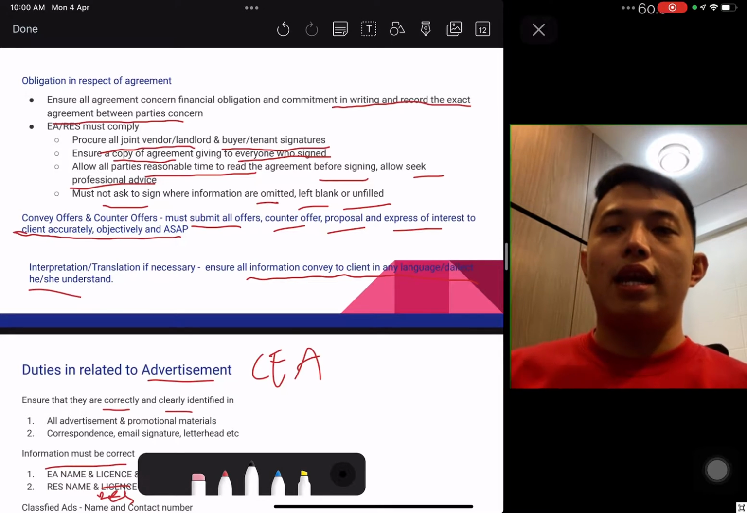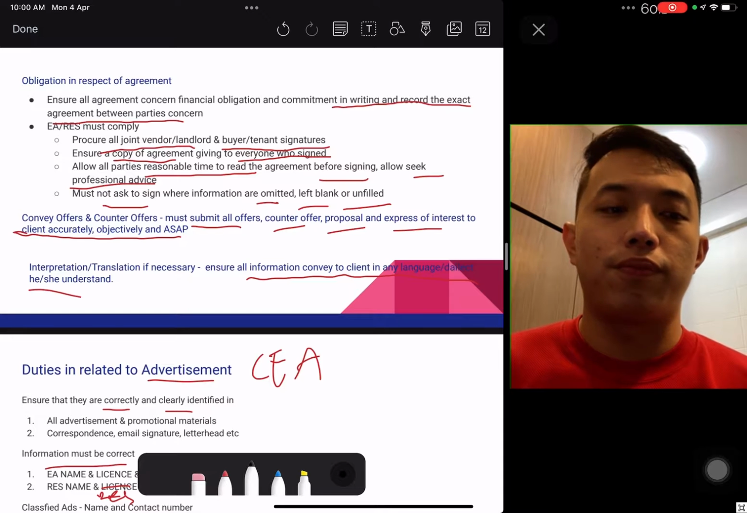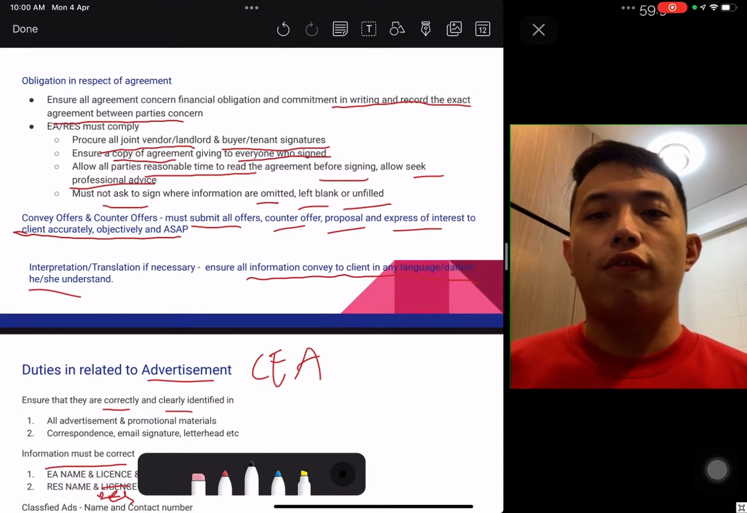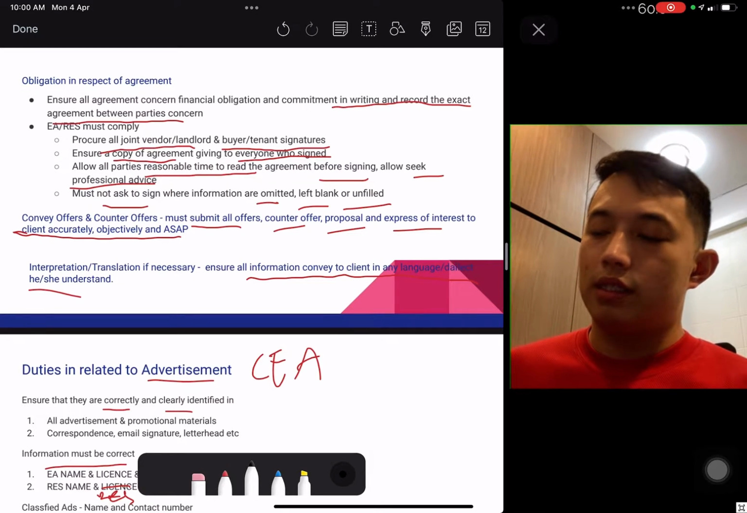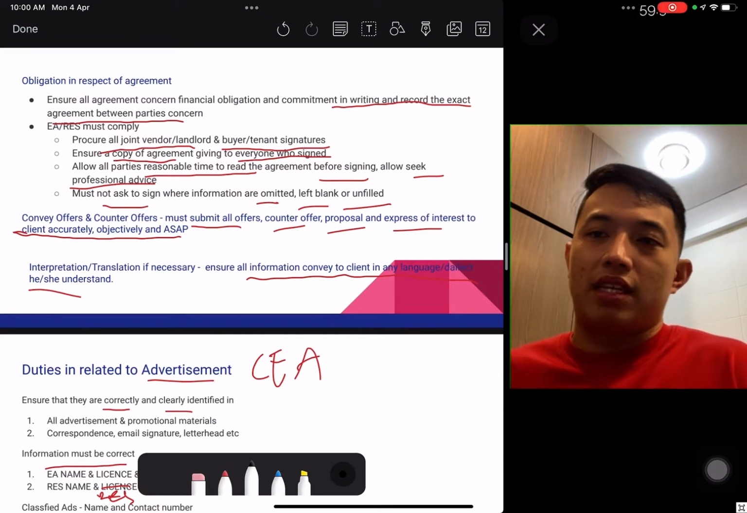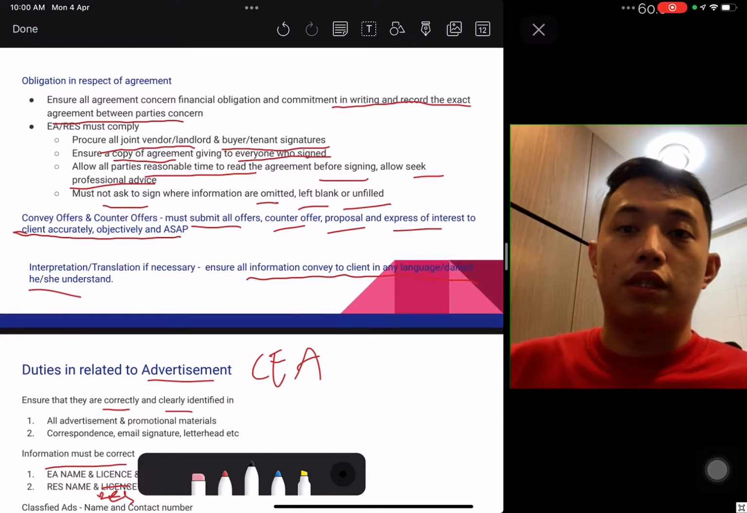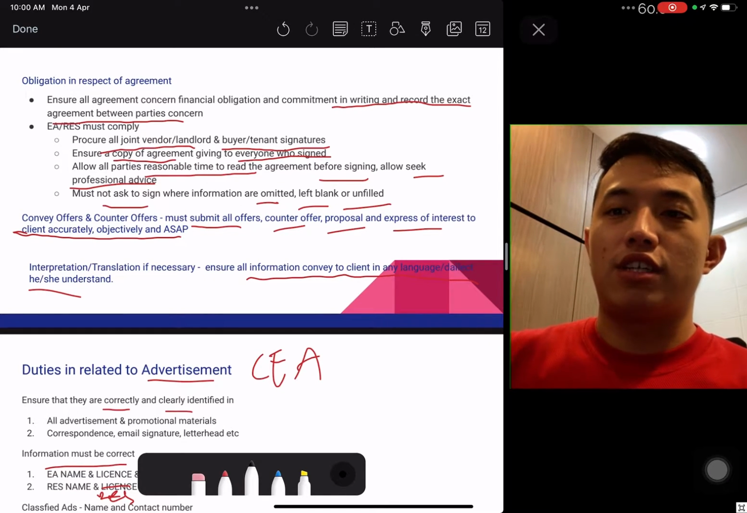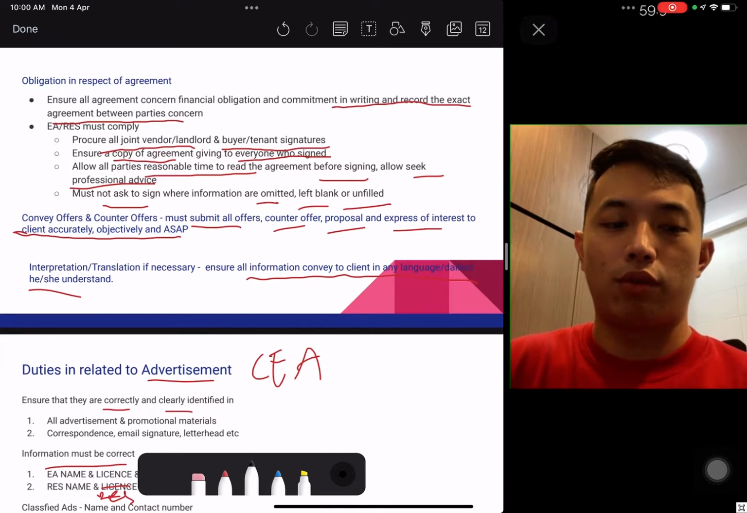So do not let them sign any empty forms. Nothing should be omitted, left blank or unfulfilled. Next, conveying all offers and counter offers. As a RES, any offers given by the buyers or opposite parties, all offers, counter offers, proposals and expressions of interest, must be told to the client objectively and as soon as possible. If translation is needed, please get someone to translate, or someone they know, to translate the information to them.